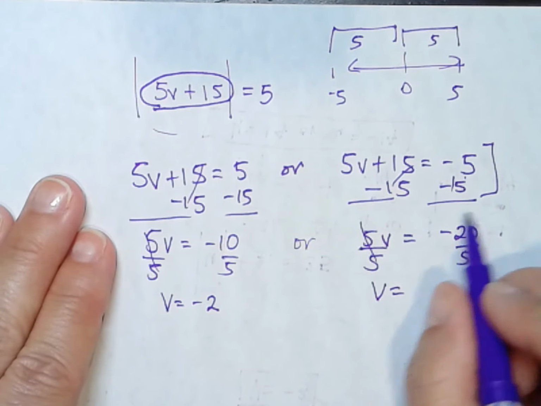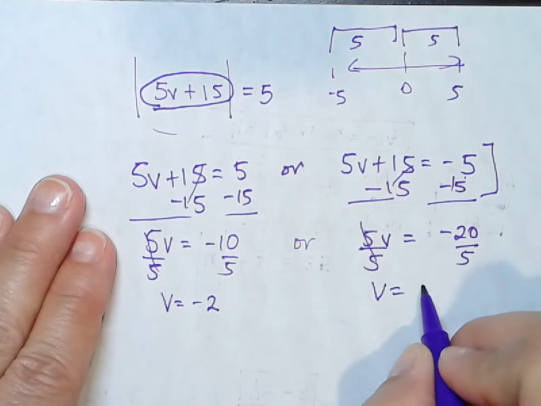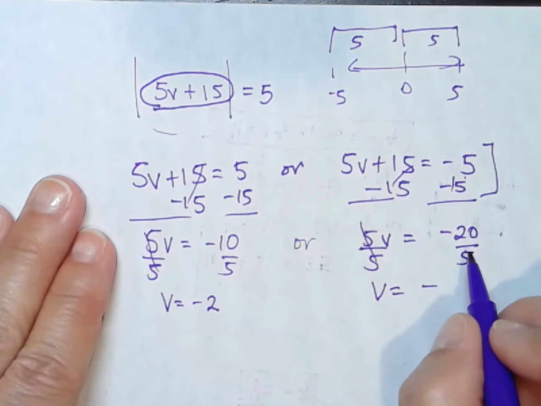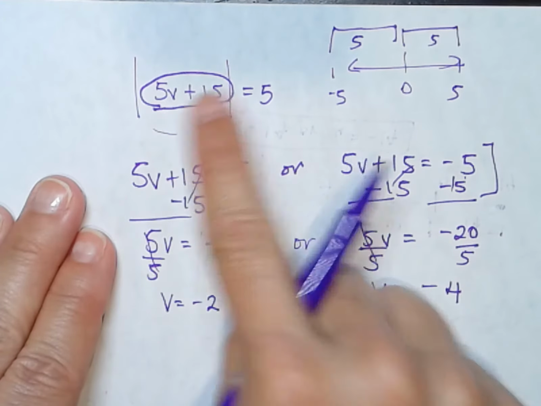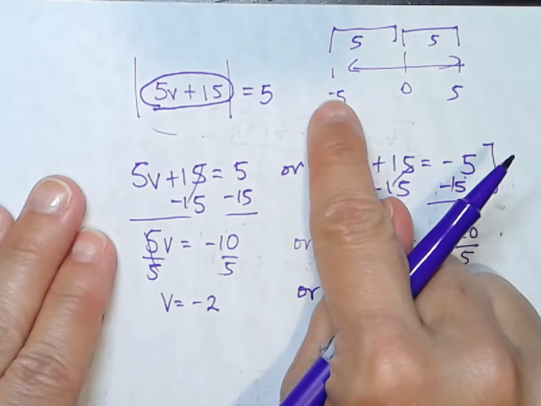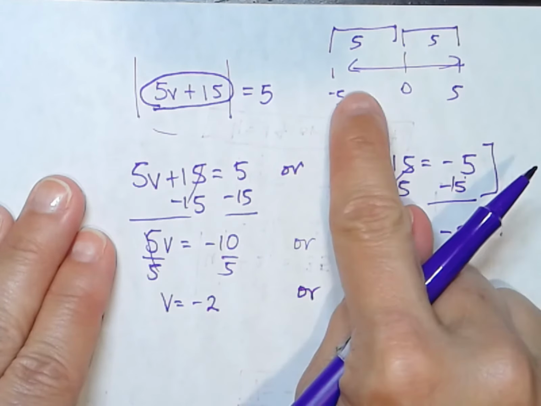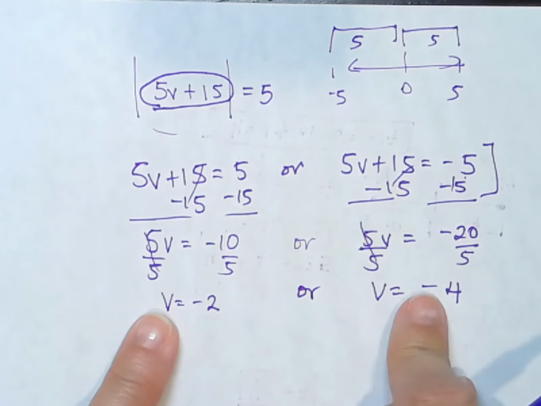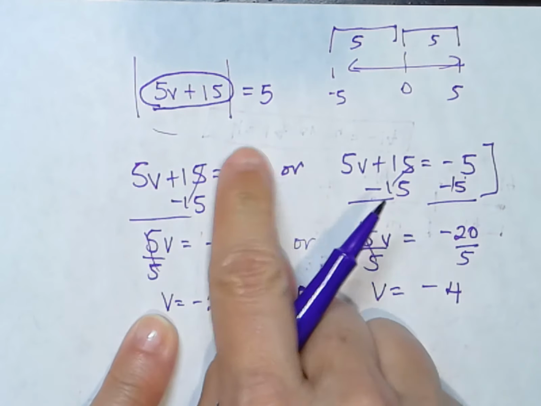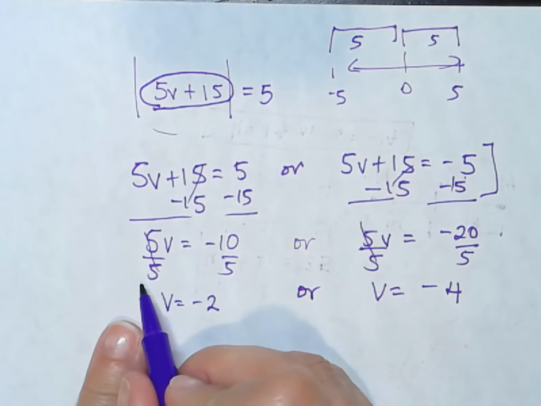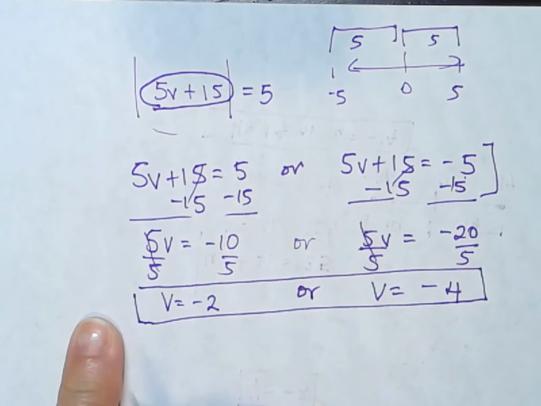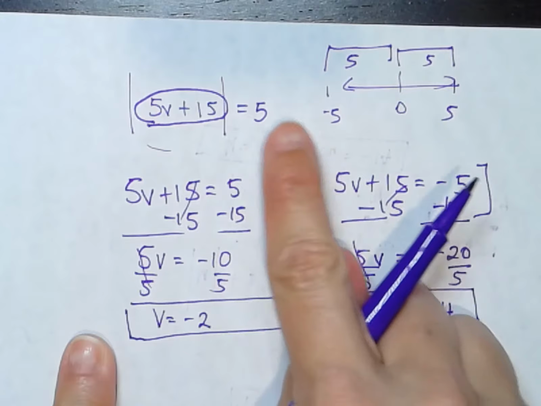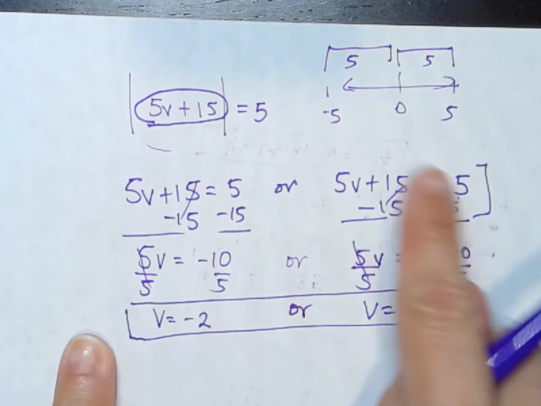So v is equal to, now this is a different rule. The signs are different. It's always negative when you divide. So 20 divided by 5 is 4. So that tells me that if I plugged in a negative 4, that's going to take me out here, to that negative 5. So the two values that work in this absolute value equation are v equals negative 2 or v equals negative 4. You've got to get positive 5 and you've got to get the negative 5.